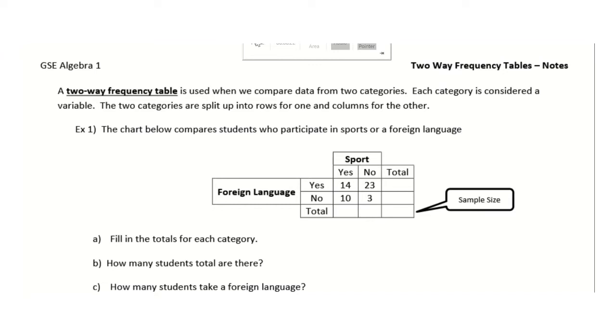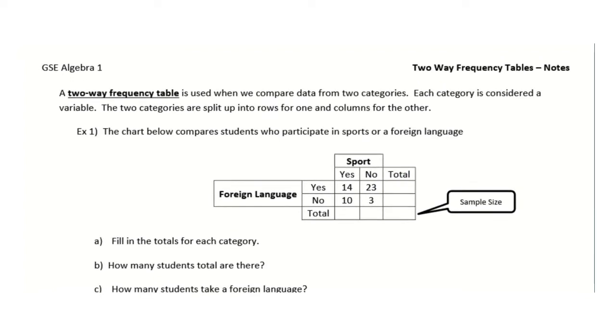So here we can see that students that take a foreign language and participate in a sport is 14. Students that take a foreign language but do not participate in a sport is 23. So the total number of students that take a foreign language will be 14 plus 23, and that will give us 37.